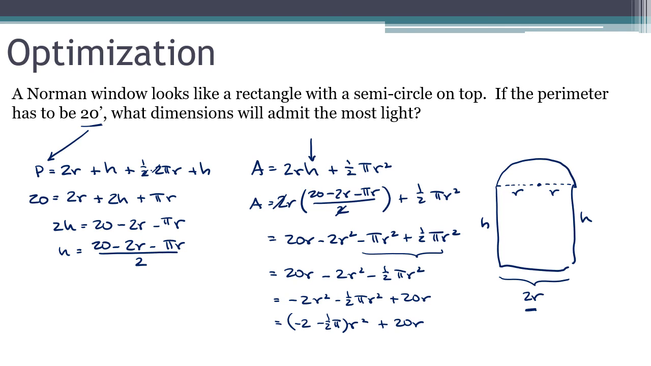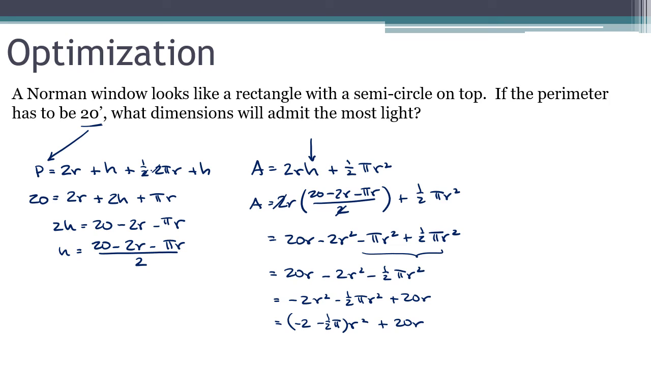Now I can go to my formula for the coordinate of the vertex. And if I do that, I don't want to write under that h, sorry, I'm running out of room, so I'm going to clean up here just a little bit. I'm going to get rid of the diagram, which we're not really going to need anymore. So I can jump up here. The vertex is going to occur at r equals negative b, that's negative 20, over 2a, that's negative 2 minus 1/2 pi.